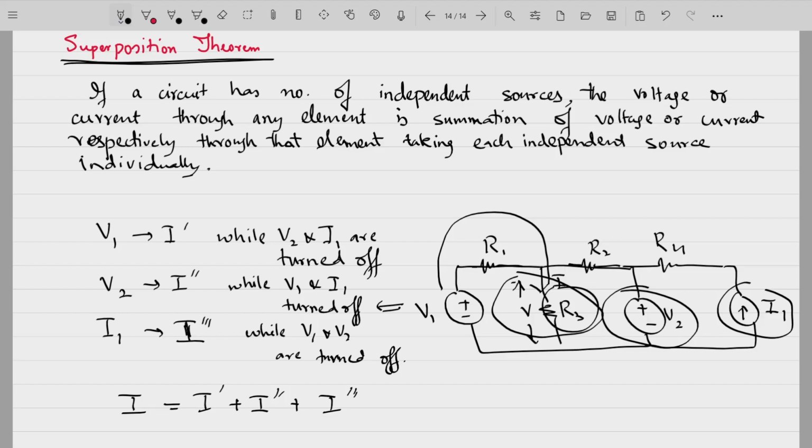Now you can do this with every element. You can take voltage and current across resistance R2. ठीक है, ऐसे ही वोल्टेज भी आप निकाल सकते हो. Say, for example, V1 has a contribution of V dash across resistance R3. V2 has a contribution of V double dash across R3. I1 has a contribution of V triple dash across R3. So the total voltage that will be present across this resistance will be V dash plus V double dash plus V triple dash.